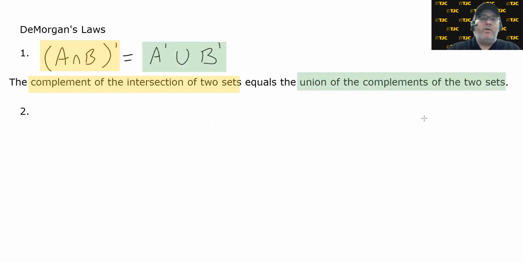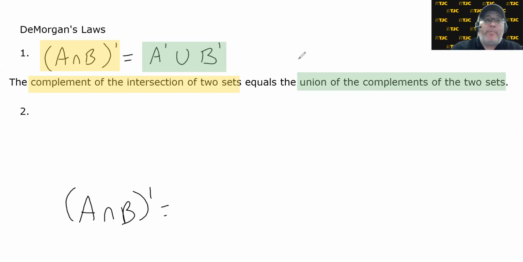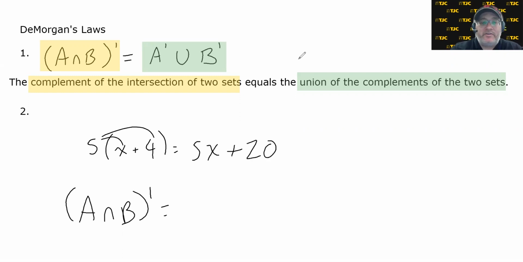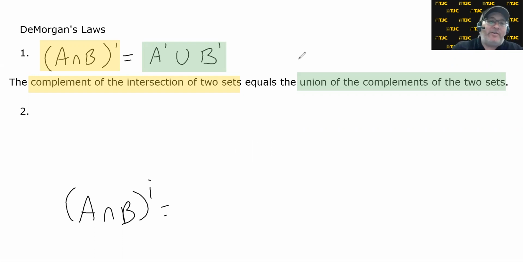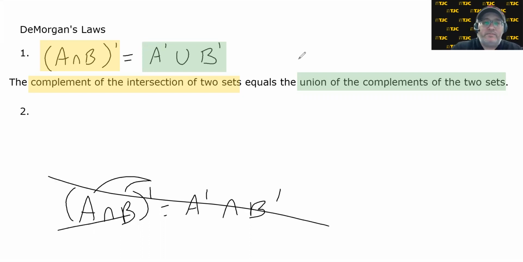Now, why bring up DeMorgan's laws? We'll get to the second one in a second. Because there's something that people want to do that is wrong. They'll see something like this, and for whatever reason, their brain kicks into the distributive property. You might recall the distributive property from algebra that says something like 5 times x plus 4. You distribute the 5 and you get 5x plus 20, something like that. But for some reason, people's brains want to go, oh, well, if I have a complement outside of here, I'll just give it to everybody. Problem is, that's wrong. Looks good, but it's wrong.